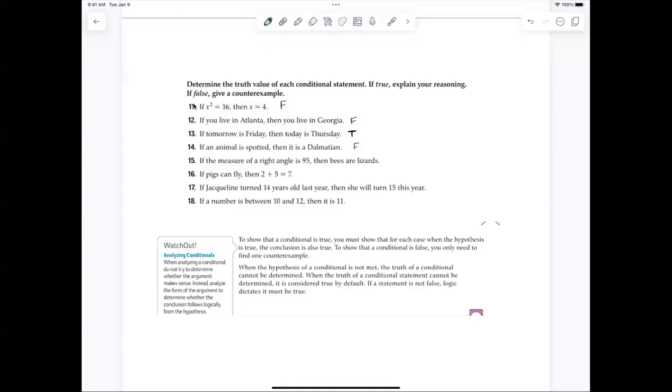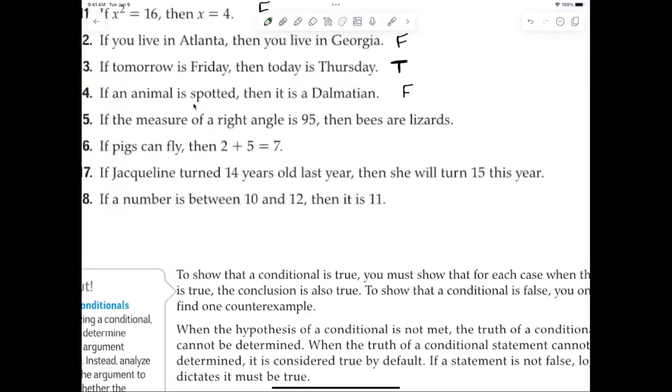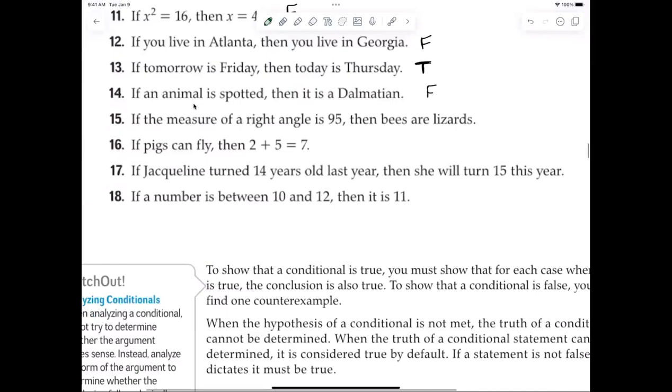So for us, the truth of a conditional statement can be interpreted just because you can tell whether it's true or false. But that brings a false sense of security when you get to something like question number 15. So let's look at question number 15. If the measure of a right angle is 95, then bees are lizards. You would obviously say that's what?